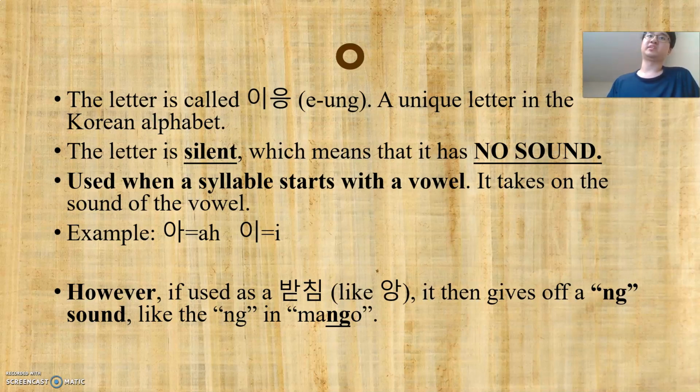But as you see, the yung doesn't have a sound, and it just takes on the sound of the vowel. However, and you have to learn this right now, if it ends as a pachim, like ang, you see that yung at the bottom of ah, and if it ends in a pachim, it gives off a nung sound, like the nung sound in mango. So this is probably the most complicated consonant, but it's really easy to just memorize and get used to it.